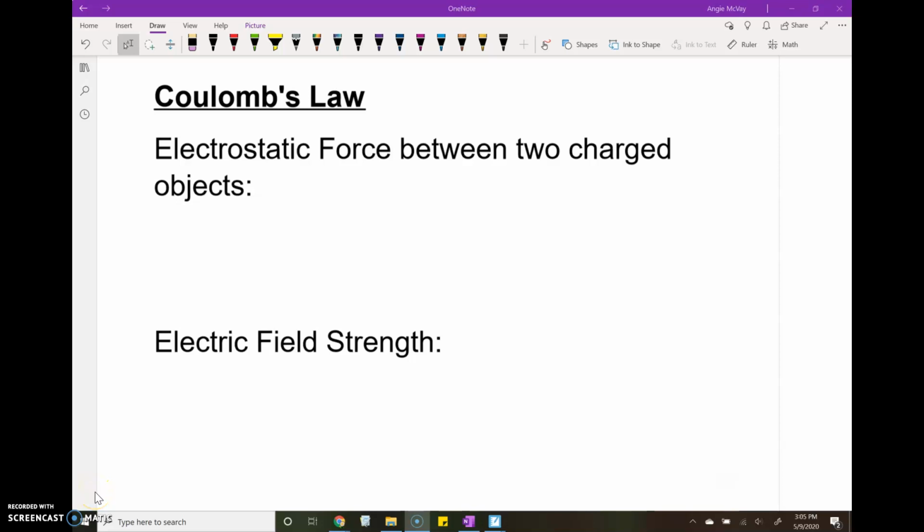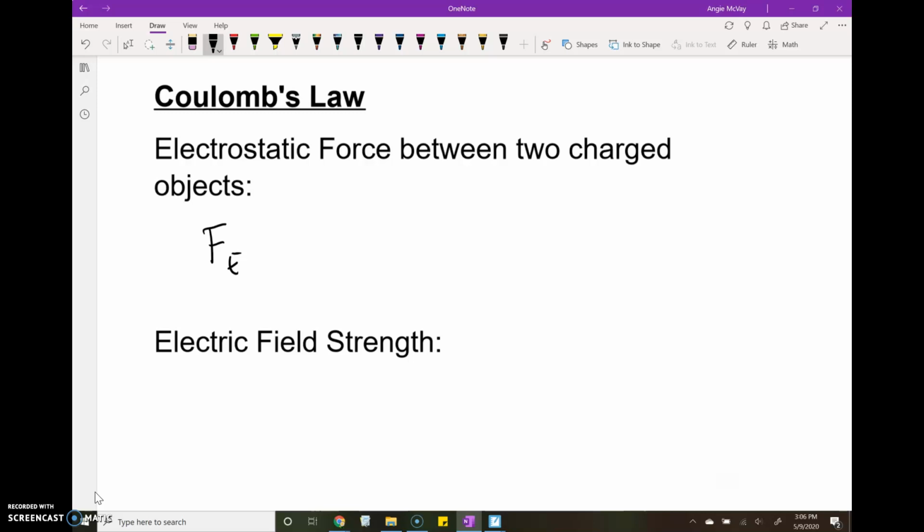All right, kiddos, the last thing I'd like to talk about today is Coulomb's Law. Coulomb's Law is the equation that we use to calculate electrostatic forces between two charged objects. Okay, so Coulomb's Law looks a whole lot like Newton's universal law of gravitation.